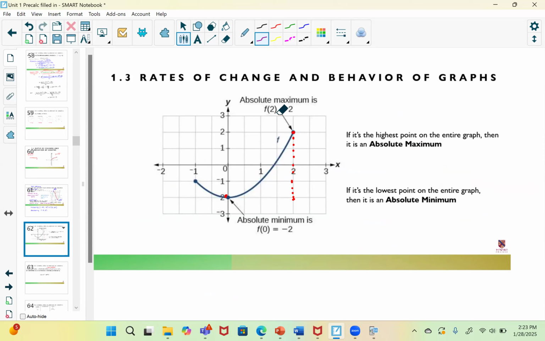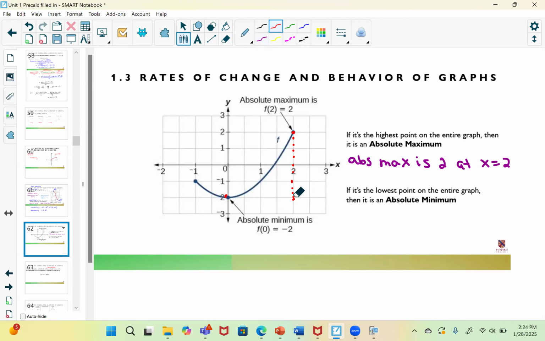So in this case, the absolute max is 2, the y value at x equals 2. So I'm going to write it that way. And the absolute min is the lowest point on the entire graph. Again, we're always looking at the y value when we're talking about max and min.